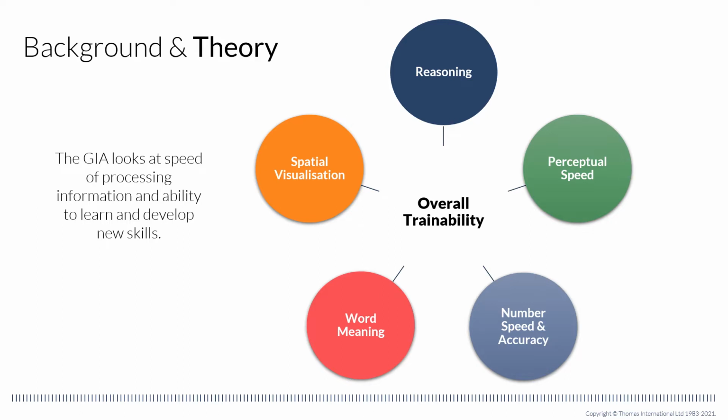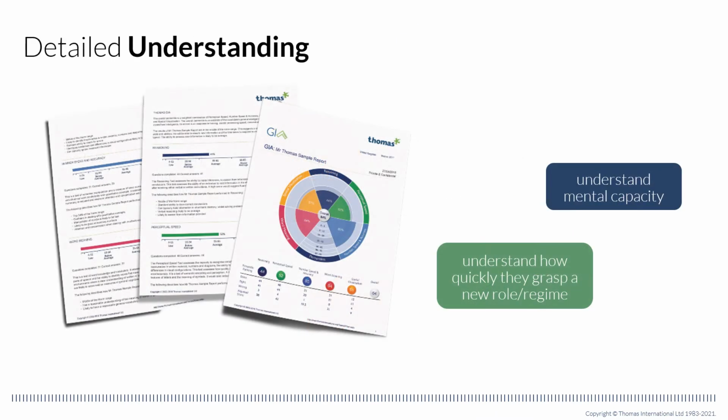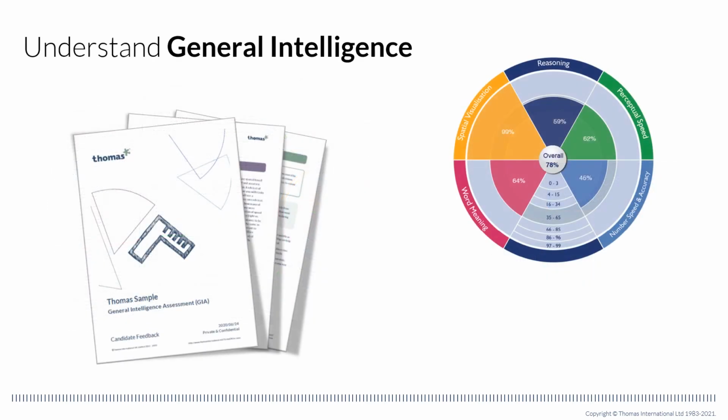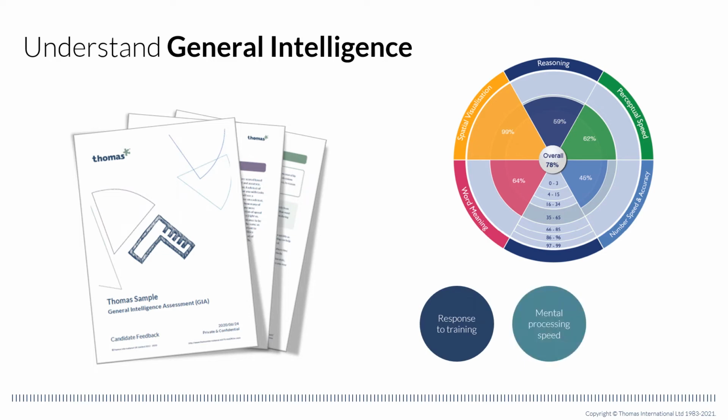The GIA measures an individual's aptitude in 5 key areas: reasoning, perceptual speed, number speed and accuracy, word meaning, and spatial visualization. Gain a detailed understanding of a person's mental capacity and how quickly they can grasp a new role or regime. The overall percentile is an estimate of a candidate's general intelligence, while focusing on the response to training, mental processing speed, concentration, and fast-track potential.